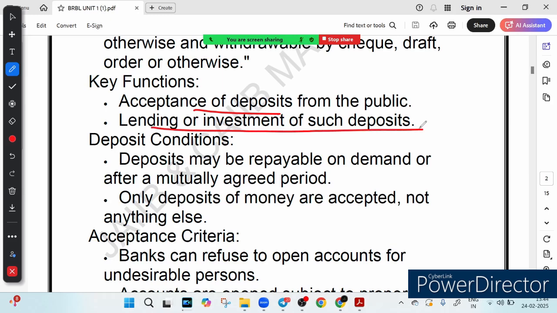So when you see a loan being given or an investment being made, you can be sure that your deposited money is working. Right, so these are the key functions. First of all, they accept the deposit and they lend it. Now let's talk about the deposit condition. What are the deposit conditions?